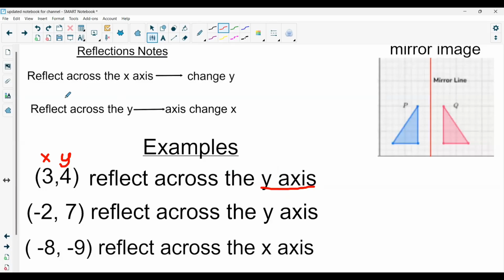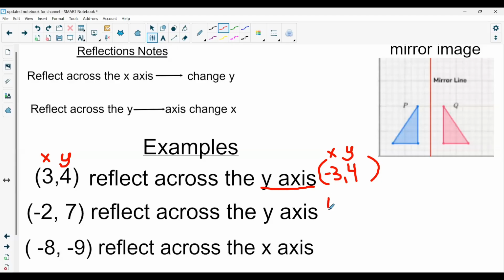Okay, so when we reflect across the y-axis, we change the opposite thing. What's opposite of y? X. So we're going to just change our x. So watch what I do. Okay, we have 3 comma 4 right now. But if we reflect it across the y-axis, we're going to change the x here. So if it's positive 3 right now, what's the opposite of positive 3? Negative 3. That's all we have to do. Okay? So if it reflects across the y, we just change the sign on the x. If the x was positive, we turn it negative. If the x was negative, we turn it positive. Does that make sense? We're just doing the opposite.